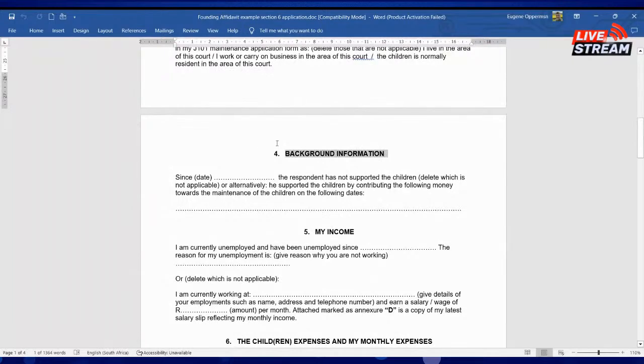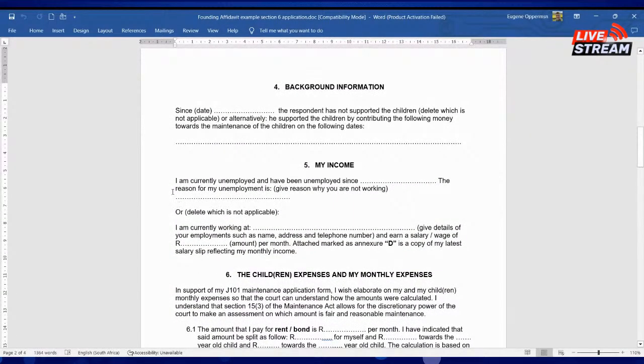Some background information. Since a certain date, you can say that the respondent has not supported the children, or alternatively, he has supported the children and he made so much in contributions over that period. So you can give some more information there. You can state here you are currently unemployed, because the court might not know that. Remember, the court does not know you. So you have to present as much facts and information to the court for them to make a proper assessment.